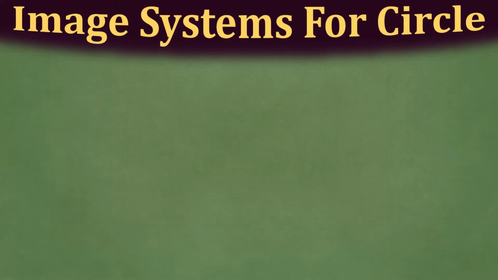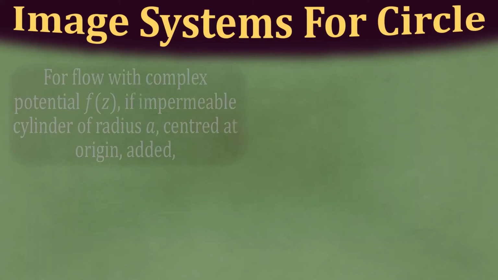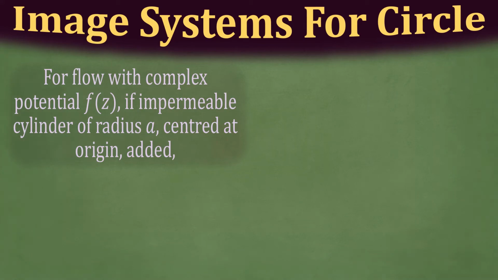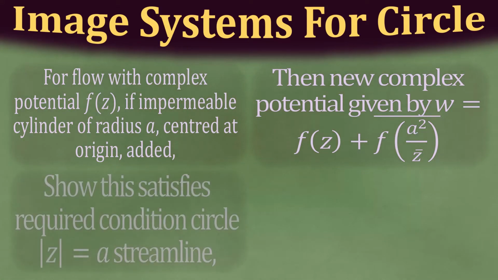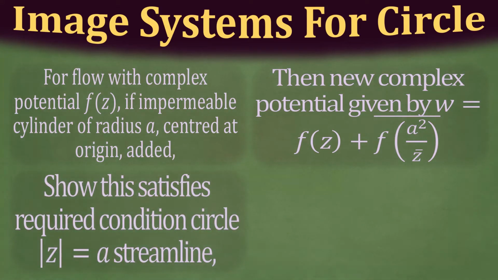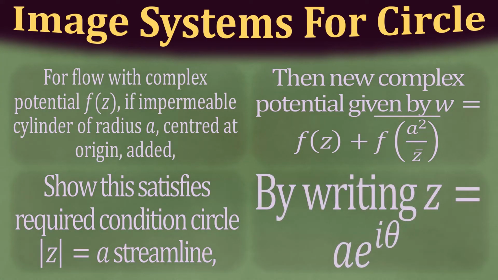Next, let's give examples of image systems for a circle. For a flow with complex potential f of z, if an impermeable cylinder of radius a centered at the origin is added, then the new complex potential is given by W equals f of z plus f of a squared over z bar, all barred. We can show that this satisfies the required condition that the circle, the modulus of z equals a, is a streamline by writing z is equal to a e to the i theta.